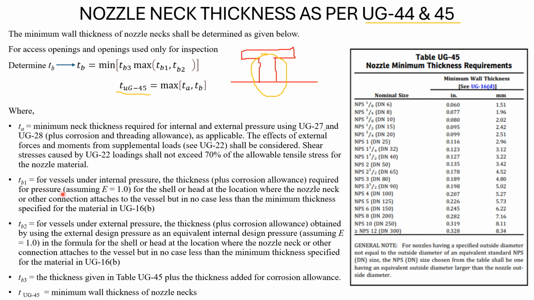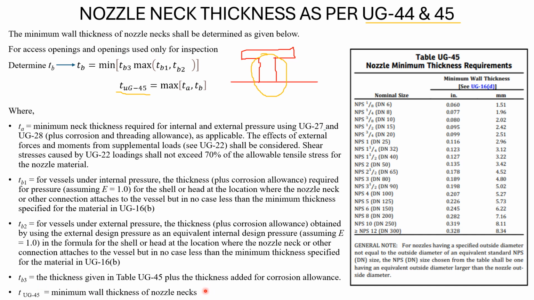tb1 and tb2 are the shell thickness: based on the internal pressure it is tb1, and based on the external pressure it is tb2. But these two thicknesses should not be less than UG-16(b). UG-16(b) states that for any pressure vessel, the thickness of the shell should not be less than 2.5 mm. For example, if your required shell thickness is 1.5 mm, it should be rounded to 2.5 mm.